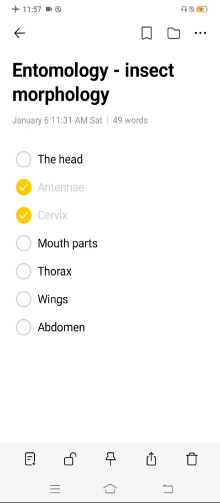Once again, I'm going to read: setaceous, filiform, moniliform, pectinate, bipectinate, serrate, clavate, capitate, lamellate, geniculate, plumose, pilose and aristate.